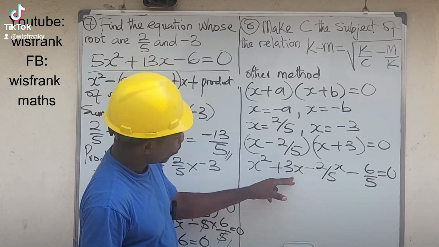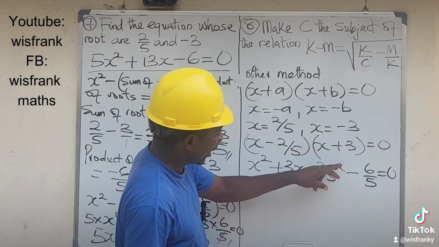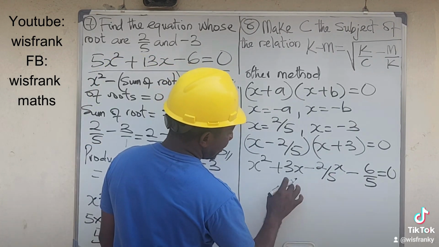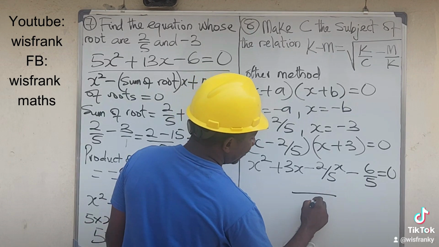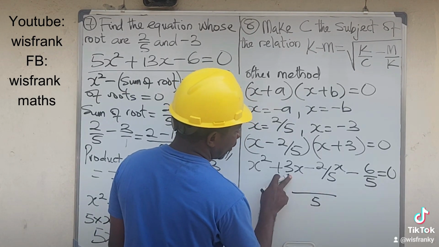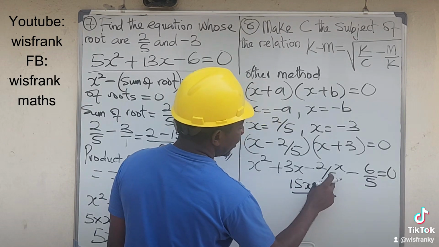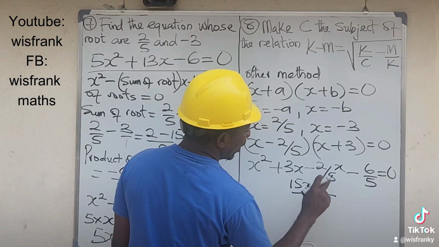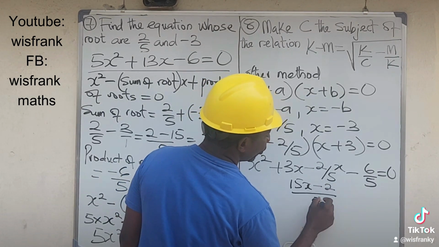So in this case, we can see that we have 3x minus 2 all over 5x. So we will evaluate this. Evaluating this, we find the LCM. The LCM here is 5. So 5 all over 1 is 5. 5 times 3, we have 15x. Then 5 divided by 5, we have 1. So 1 times 2, we have minus 2, all x.